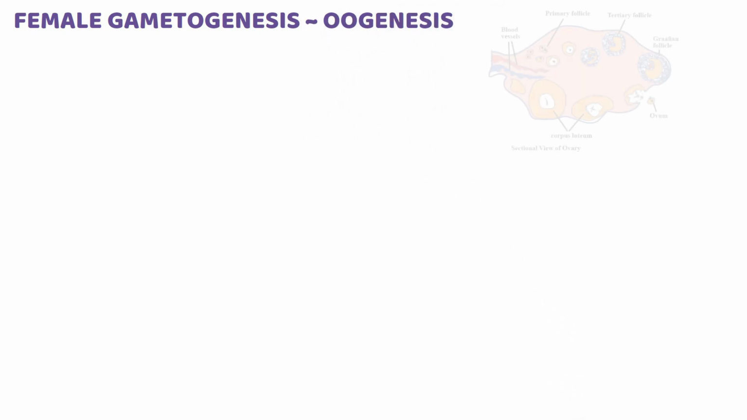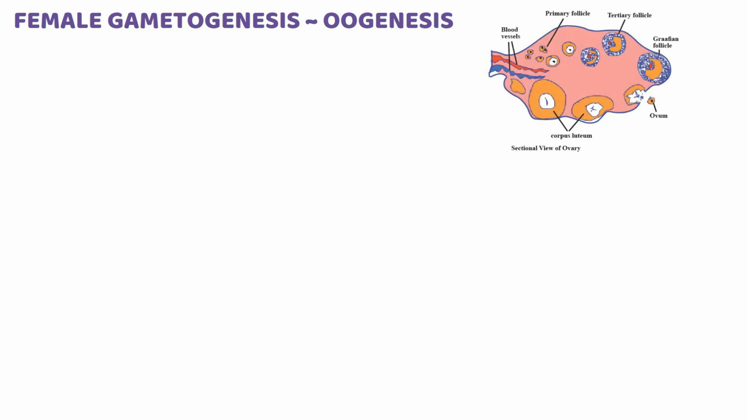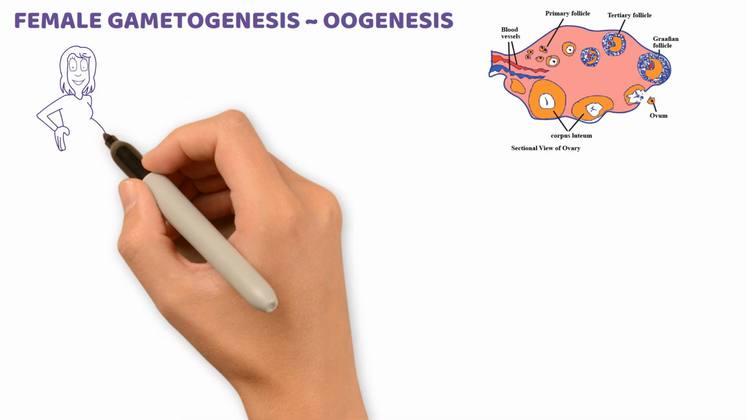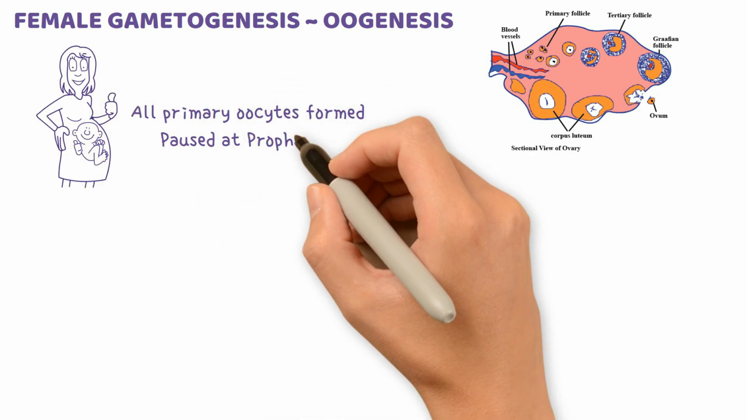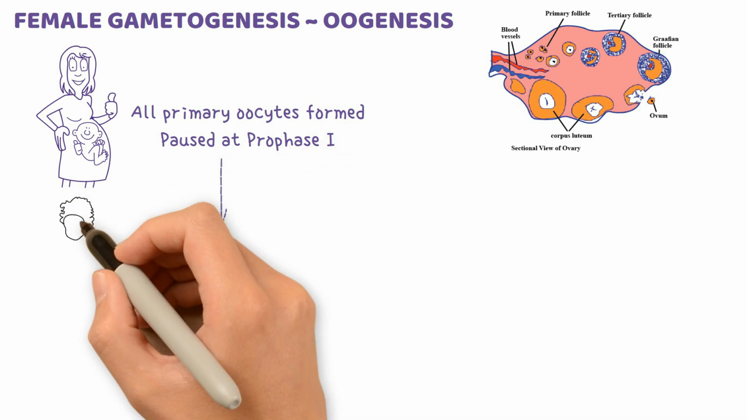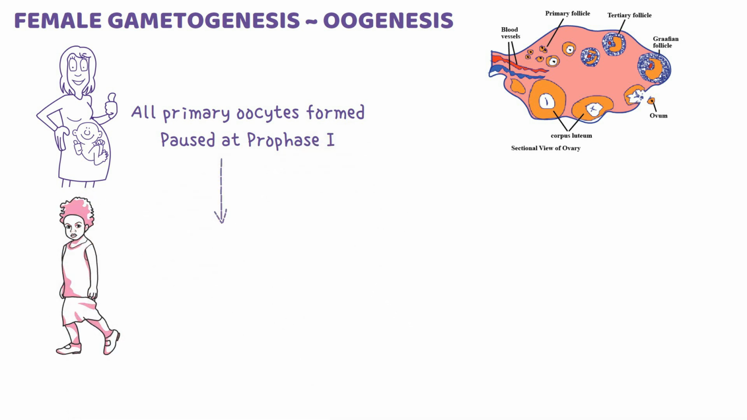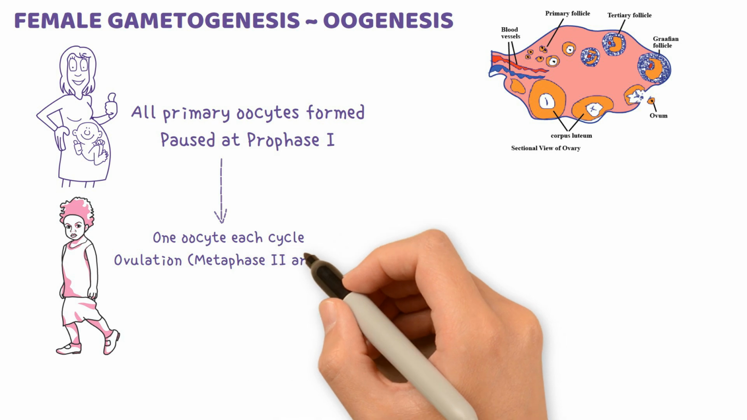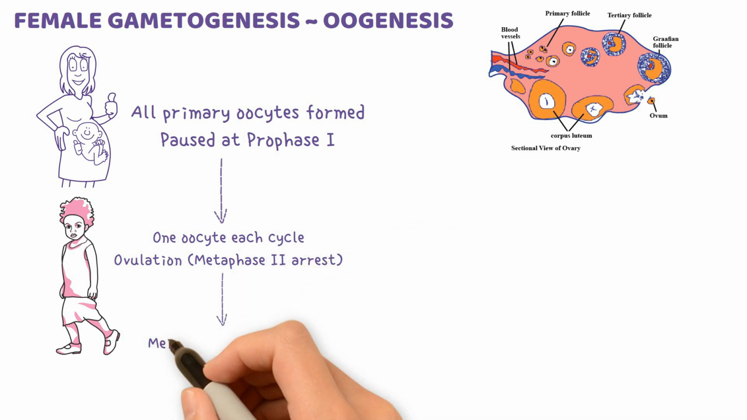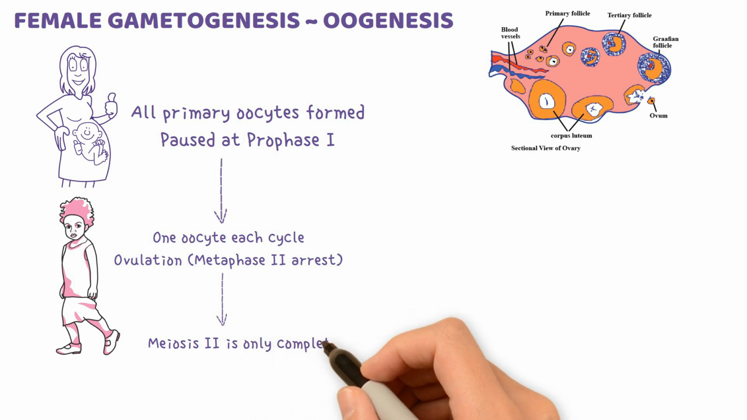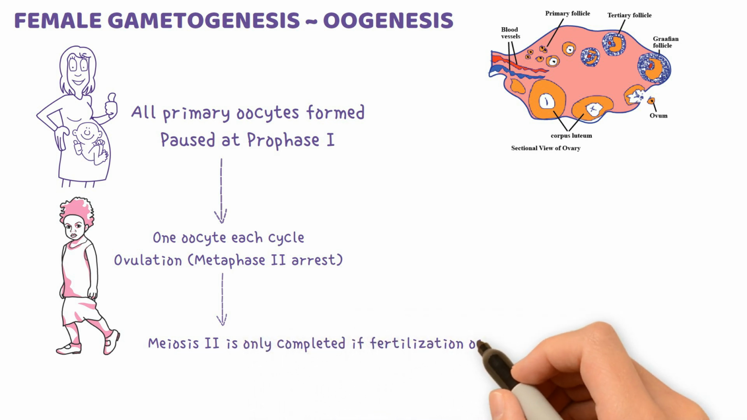In females, gametogenesis is called oogenesis and starts before birth. Primary oocytes are arrested in prophase 1 of meiosis 1 until puberty. Each month, one oocyte resumes meiosis and completes ovulation. Prior to ovulation, the ovum finishes meiosis 1 and begins meiosis 2. It then enters metaphase where it stays until fertilization.